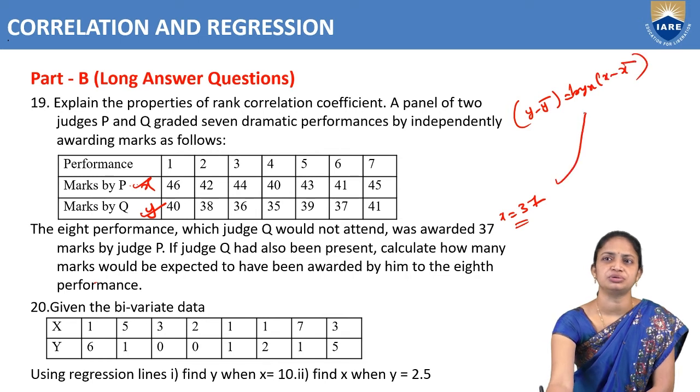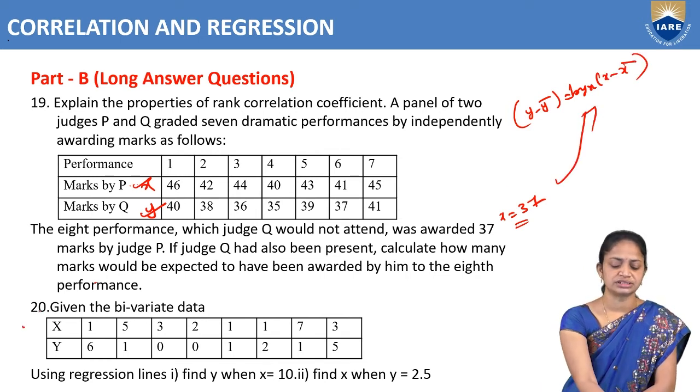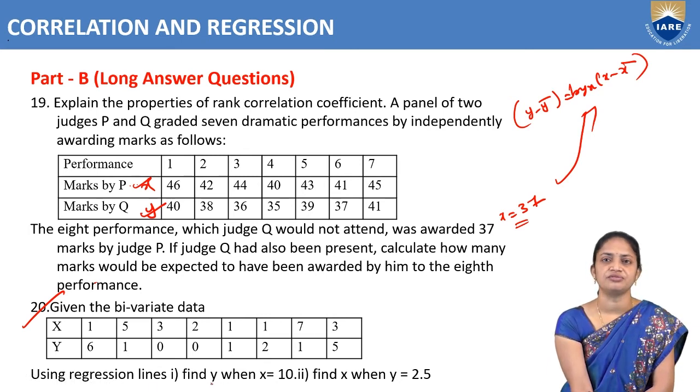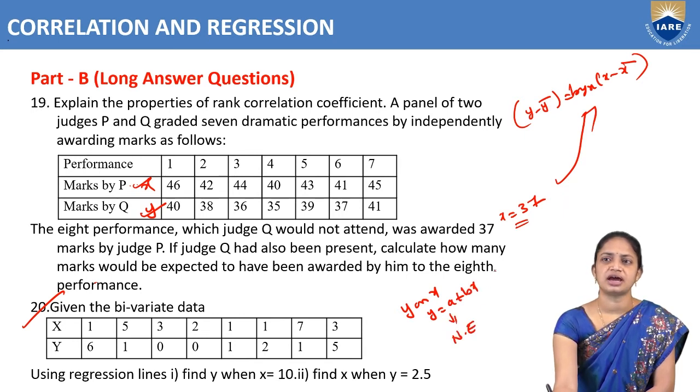After that we have to substitute x value there. So next, the last question in part B, given the bivariate data. Using the regression line of y on x, here we have to use y on x. So that is y equal to a plus bx. We have to use the normal equations, and from that we can calculate a and b. After that we have to substitute x equal to 10 over here.